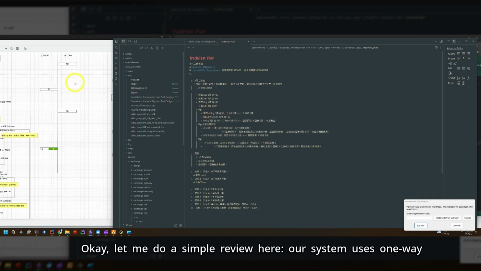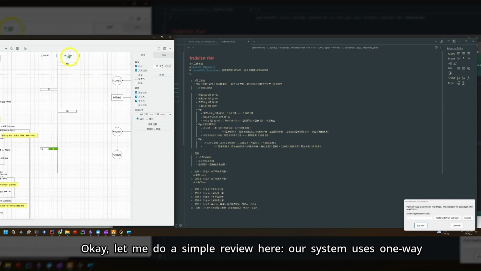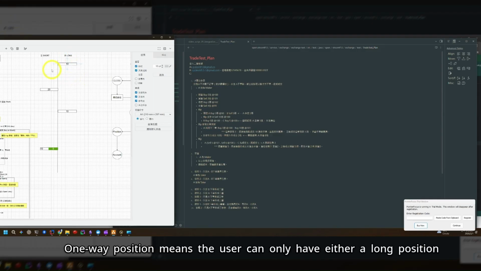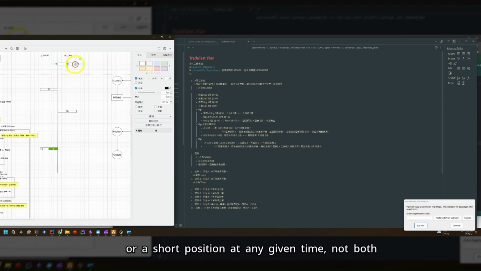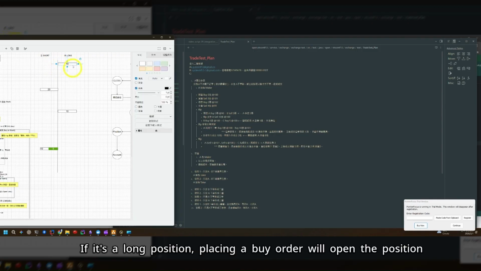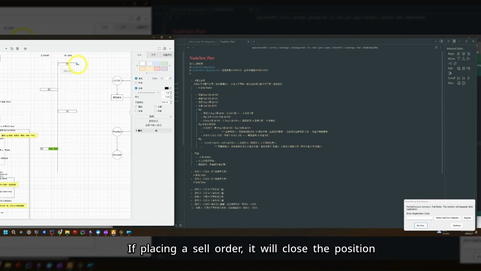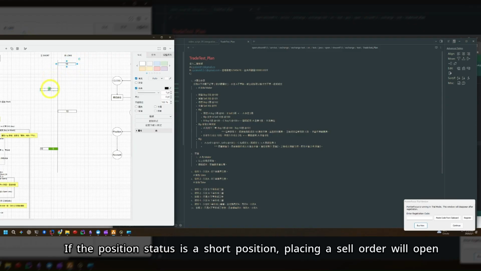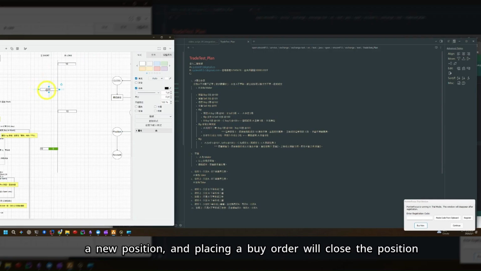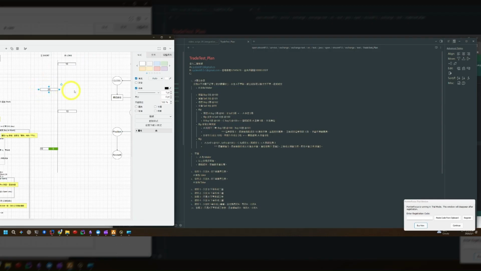Okay, let me do a simple review here. Our system uses one-way positions. One-way position means the user can only have either a long position or a short position at any given time, not both. They can only have one, their status will only be one. If it's a long position, placing a buy order will open the position. If placing a sell order, it will close the position. If the position status is a short position, placing a sell order will open a new position, and placing a buy order will close the position.